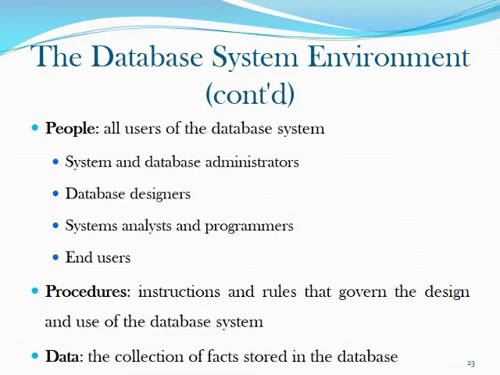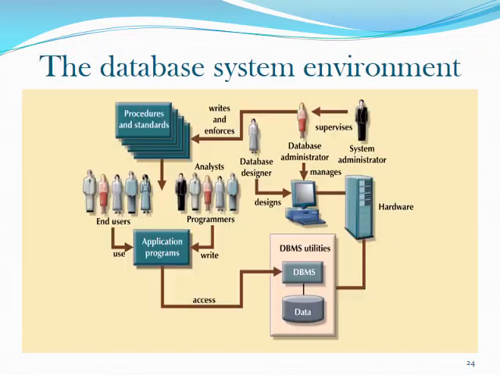And end users mean managers, clerks, and so on, different job roles in the organization. Procedures: instructions and rules that govern the design and use of the database system. Who can access particular data, when, where, how, who, we should define. We have to predefine these instructions in the database system before we implement it in the real world. Without defining and governing them, we can't allow access to the real domain. And data, the collection of facts stored in the database, as we discussed earlier. Whatever records we keep in the database, we call the database data.